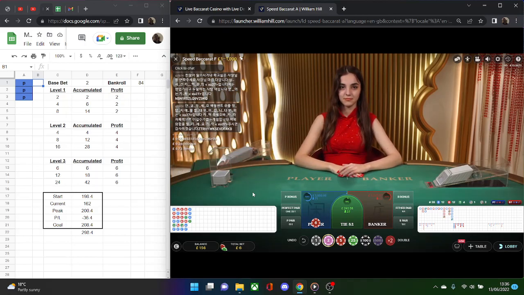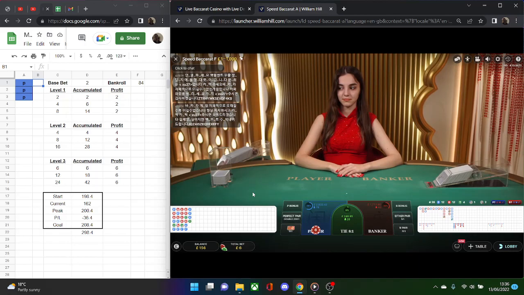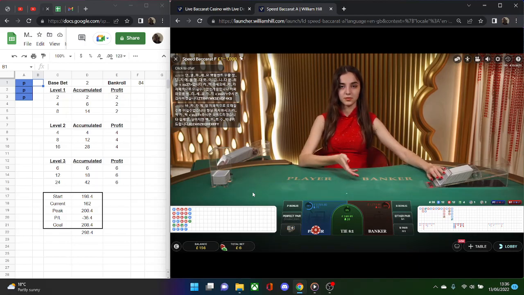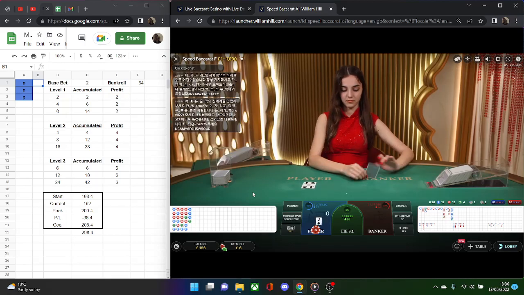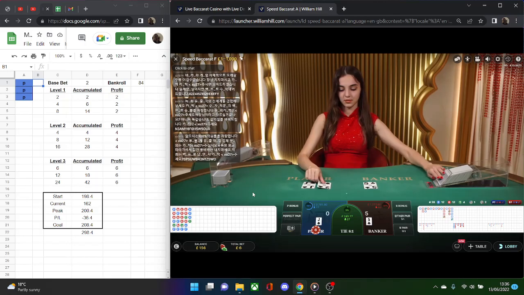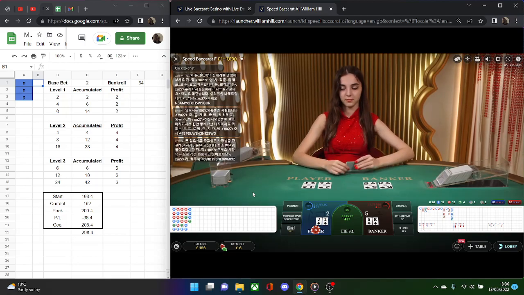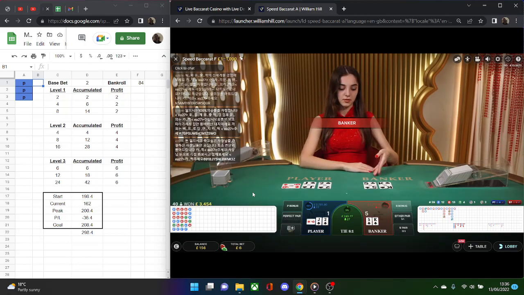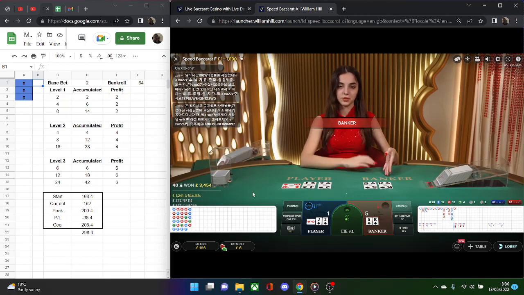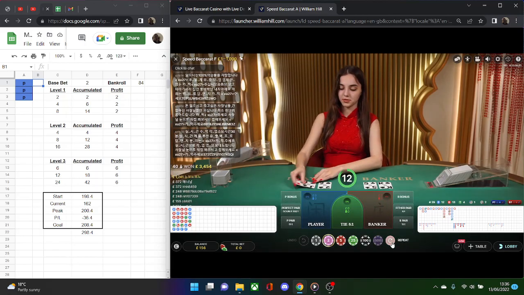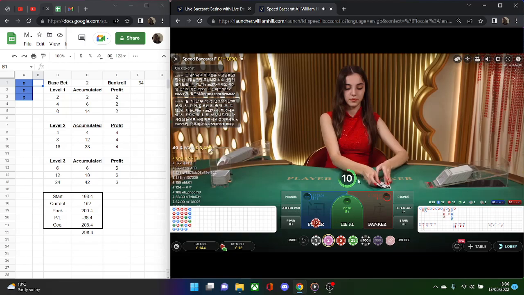Come on then, this time, player. Let's see ya. Need a good card. Two's not a good card. Need a good card this time. Nine's not a good card. God damn it. Right then. Still on player, sticking with the mirror method.